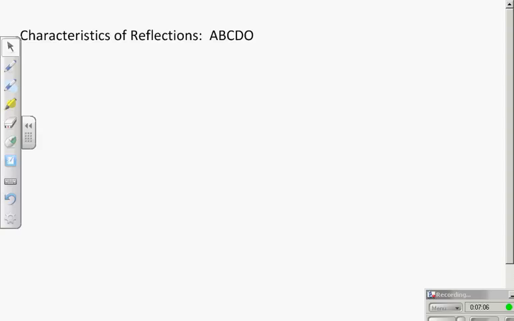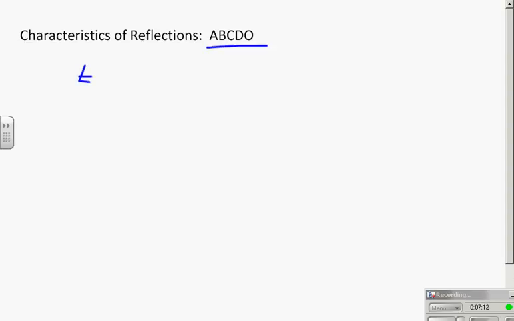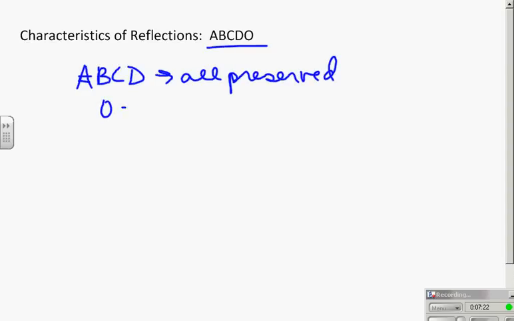So to just wrap up the discussion of reflections, basically in summary, when we think about our ABCDO, A, B, C, D are all preserved. And O is reversed. My orientation is always going to be reversed. Clockwise to counterclockwise, counterclockwise to clockwise.